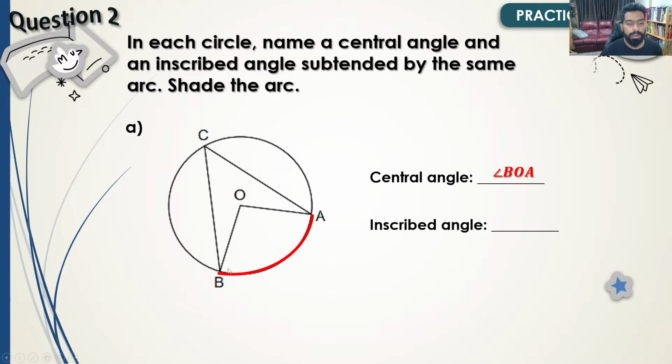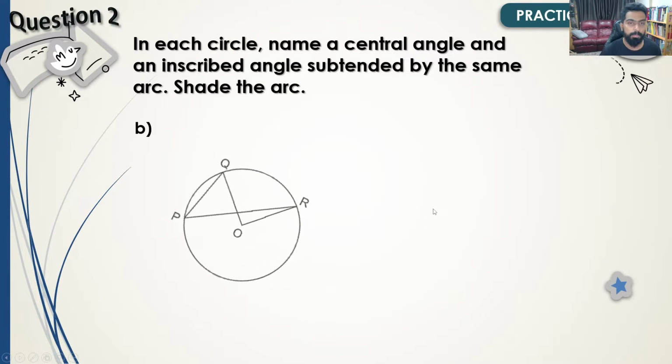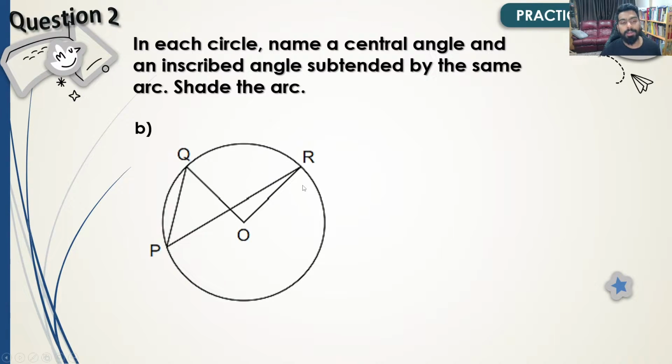And the inscribed angle will start at the same arc, go and touch the circumference and come back to the other end of the arc, right? So in this case it will be BCA, or it can also be ACB. All right, now this is a nice one. Let's see if you guys can name the central angle and the inscribed angle subtended by the arc QR. All right, hit the pause button, try to write it down and see if you got the right answer.